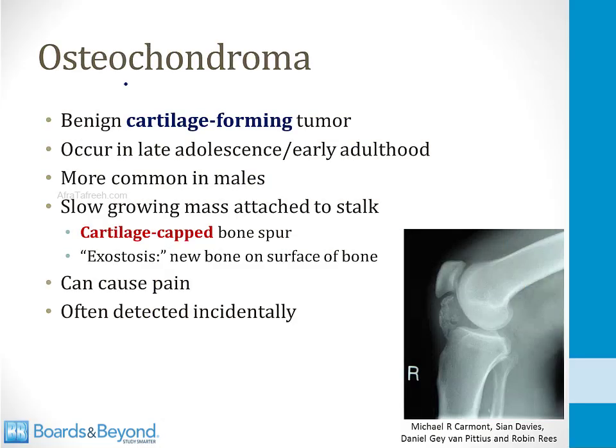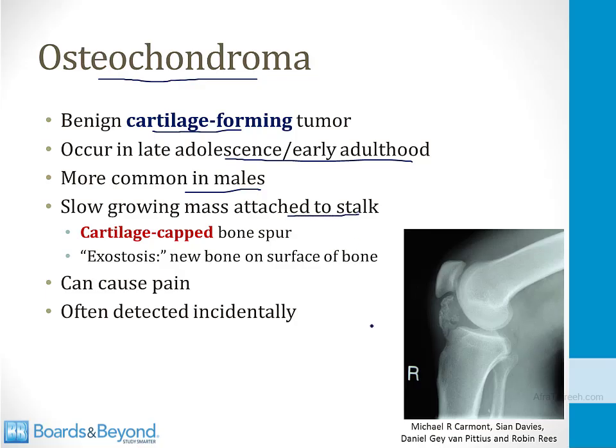Most of the bone tumors I've talked about up until this point are tumors that arise from bone tissue and cells like osteoblasts and osteoclasts. But remember, there's also cartilage found in bone, especially at the growth plate. So now I'm going to talk about some cartilage tumors that also occur in bones. And the first one is called an osteochondroma. This is a benign cartilage-forming tumor. It occurs in late adolescence or early adulthood, just like most bone tumors, as I told you at the beginning of this video. It's more common in males, and it's a slow-growing mass attached to a stalk.